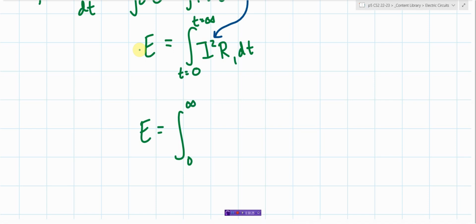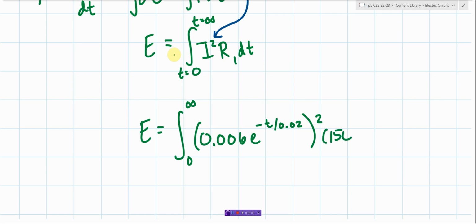That is going to make my integral look like, from 0 to infinity, squaring a function, so that just makes the exponent squared. I'm going to write it out squared: 0.006 e to the negative t over 0.02. We're going to square that, multiply by R1, which was 150 ohms, and then I have a dt.